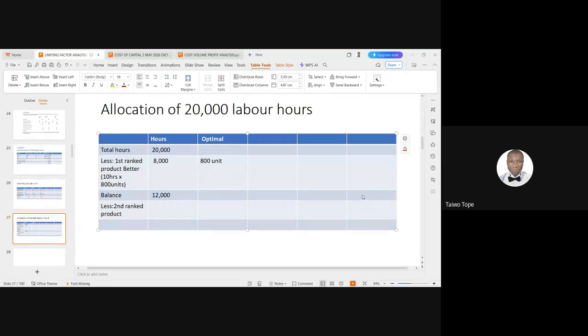Please, you can mute yourself if your environment is noisy.